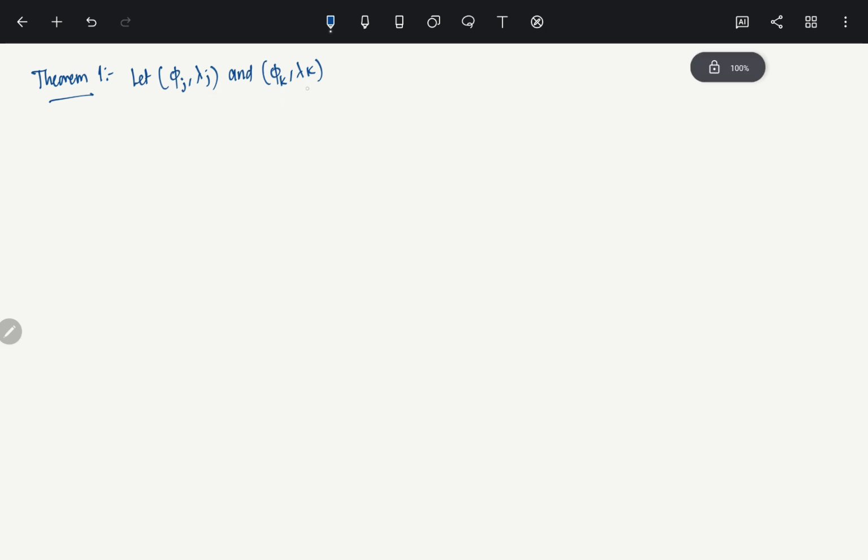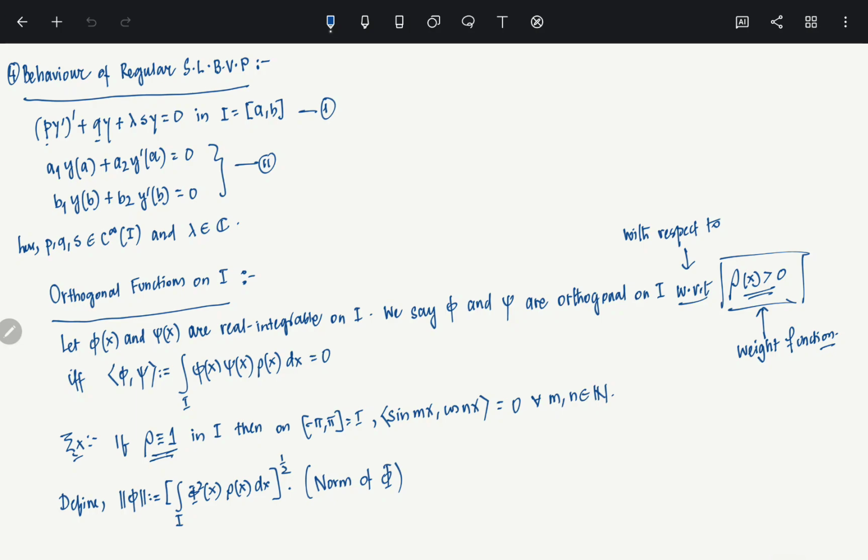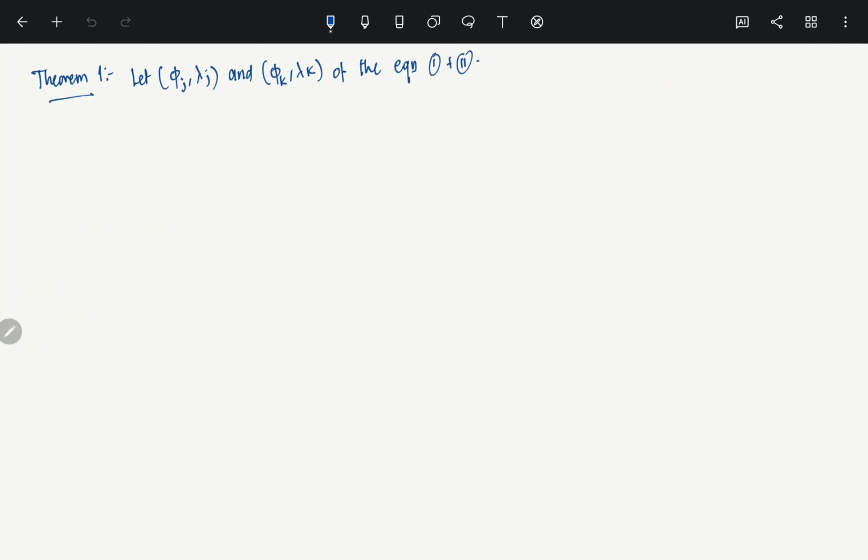Let's say that you have two eigenpairs of equations 1 and 2, of equation 1 plus 2. I hope you understand what's happening. We have this equation, and after solving it we have two eigenpairs. The first pair is this and the second pair is this. j and k can be anything. It can be 1, it can be 2, some different index essentially. That's what I'm trying to say.